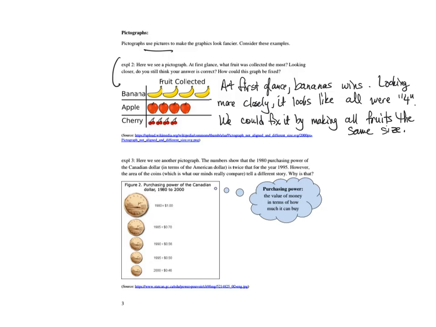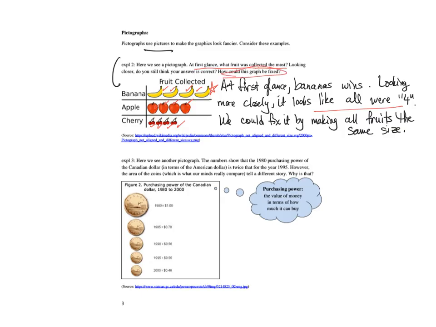So my answer was, at first glance, what fruit was collected the most automatically. I said, oh, bananas, hands down. It was clearly the most fruit. But then when I look closely, it actually looks like there's 1, 2, 3, 4 bananas, 1, 2, 3, 4 apples, and oh, look at that, 4 cherries as well, right? So was I right? No, probably not. Looks like they were all 4.